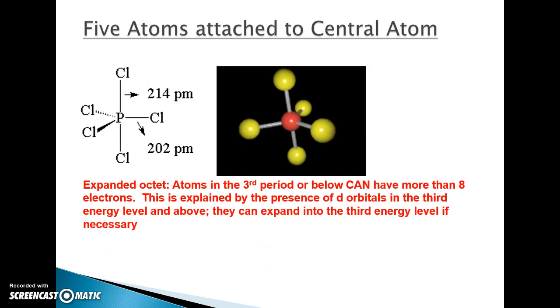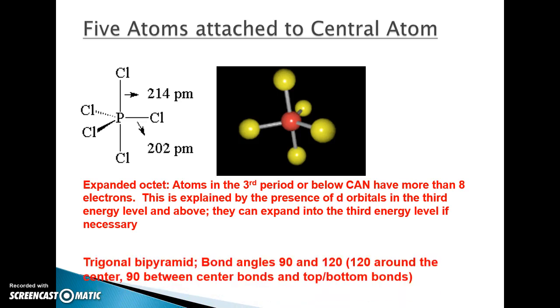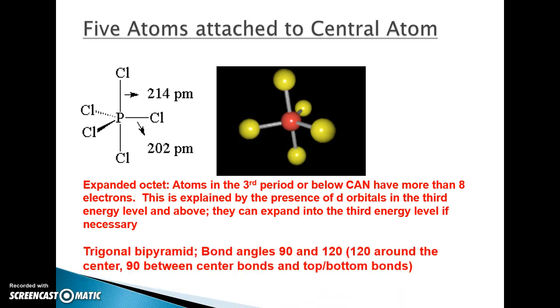Now, we have something called an expanded octet that can occur. Okay, you see phosphorus here has 5 bonds, and that seems weird because we've talked about the octet rule. Atoms in the 3rd period or below, however, can have more than 8 electrons. We can explain this by the presence of d orbitals in the 3rd energy level, so atoms can expand into the d orbitals of the 3rd energy level if necessary. So this is a trigonal bipyramid. If you think about those 3 chlorines in the center as forming a flat plane, there's a pyramid pointing upwards and a pyramid pointing downwards, and I'll show you some models of this in class to help too. We have bond angles of both 90 and 120 degrees.